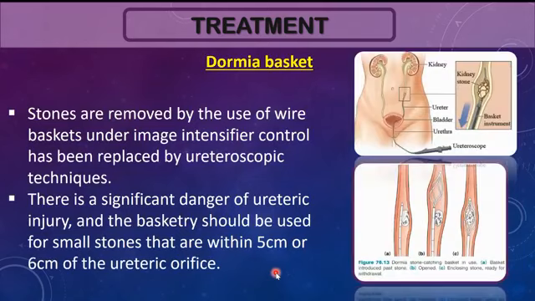So what about the extraction by Dormia basket? Before extraction by Dormia basket, you need to visualize it by introducing the ureteroscope through the urethra, going to the bladder, going inside the ureteric opening, into the lumen of the ureter, and going up to the level of the stone. Then if the stone is small enough, it can be grasped by the Dormia basket and removed.